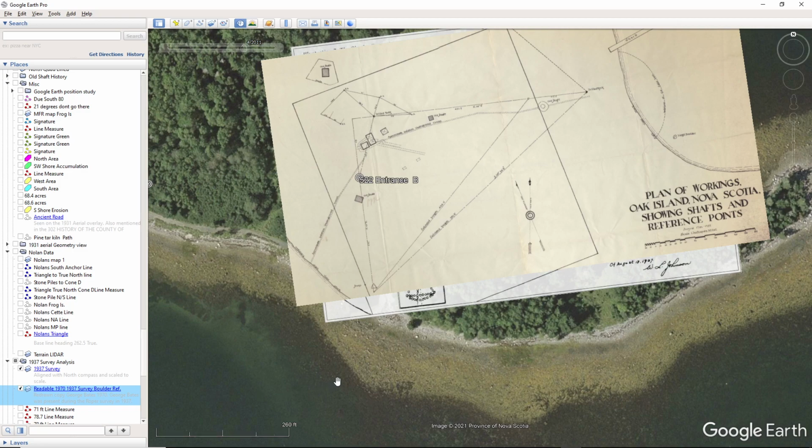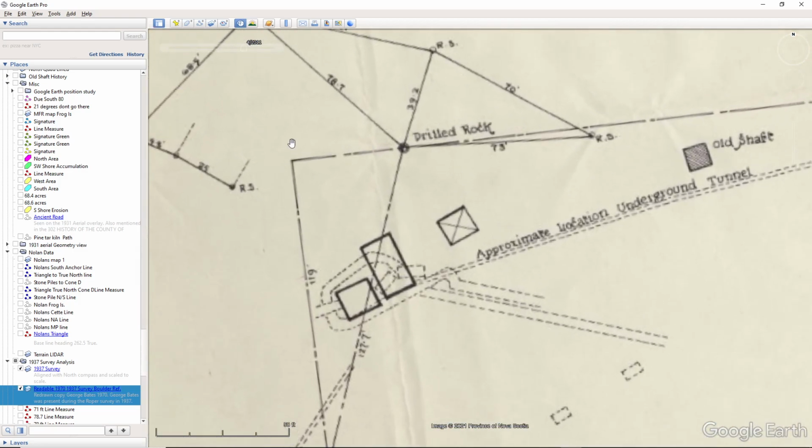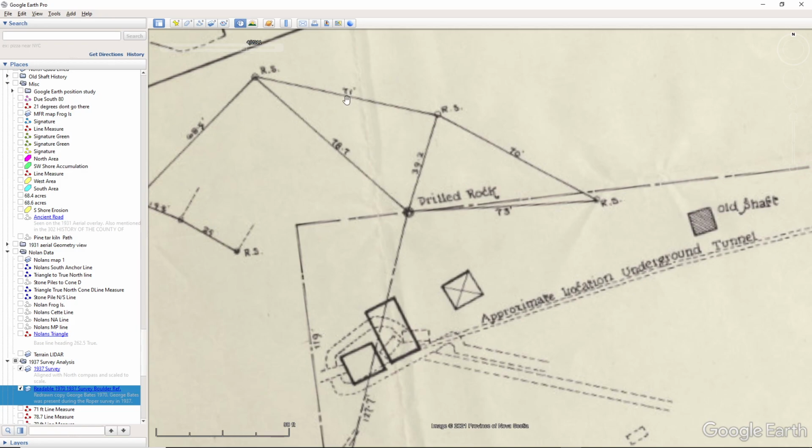Now, George Bates was a man that actually worked with Charles Roper, that made this survey, that actually did all the measuring in 1937. And George Bates redrew this. And this is his. And one thing I like about it is that he gives measurements for these triangles that are up here. And I often wondered what these measurements were. And this is a drilled rock.